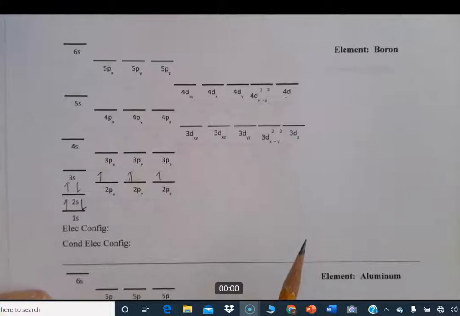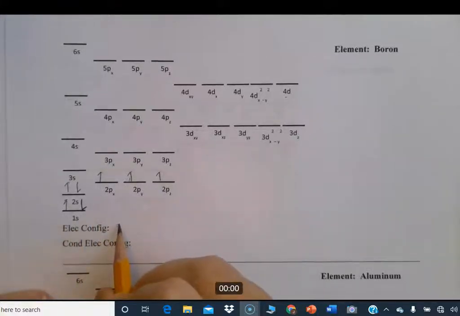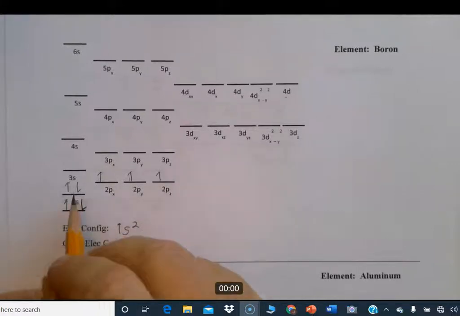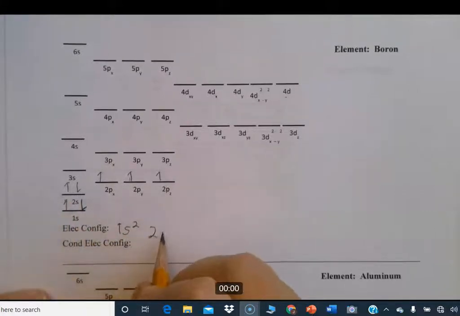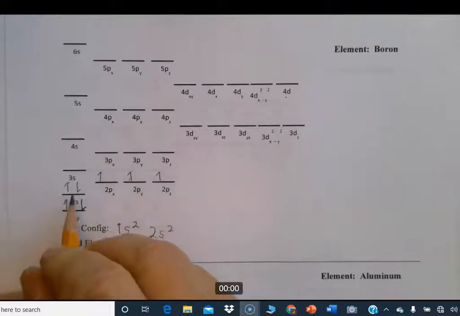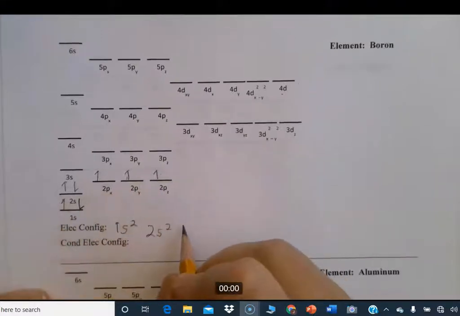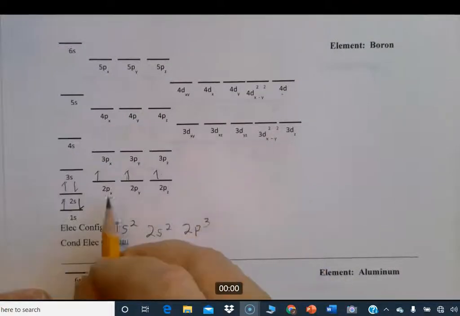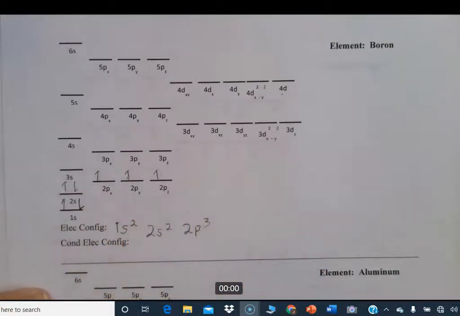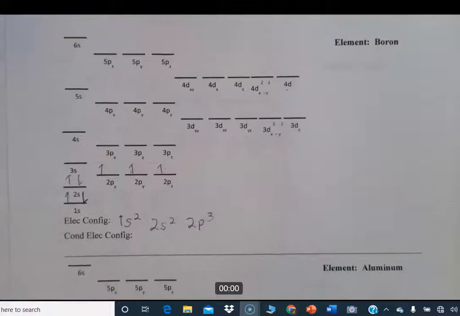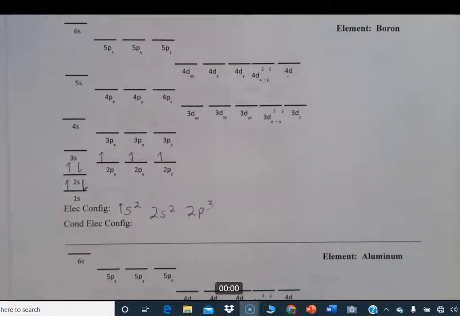Okay, the way you would write this very simply is you have, in the 1s orbital, 2 electrons, so that's 1s, and then the 2 electrons. It's not a squared, it's just a symbol for 2 electrons. Then in the second orbital, you have 2s, 2 electrons, and then you have 2p, 3. You don't have to designate px, py, pz, it's just 2p3. Alright, and that's how you write the electron configuration.